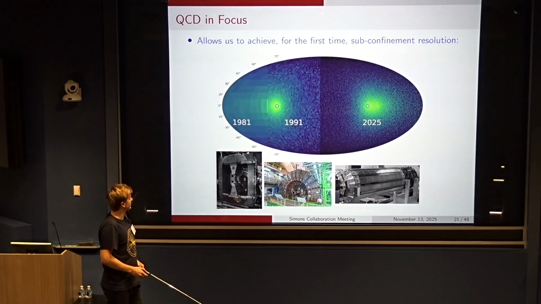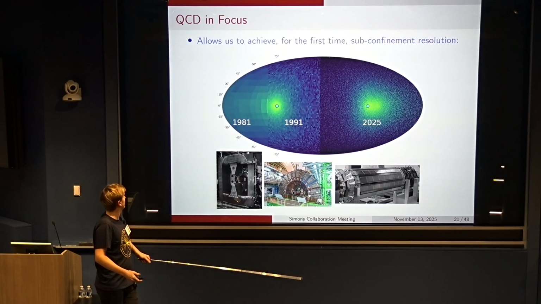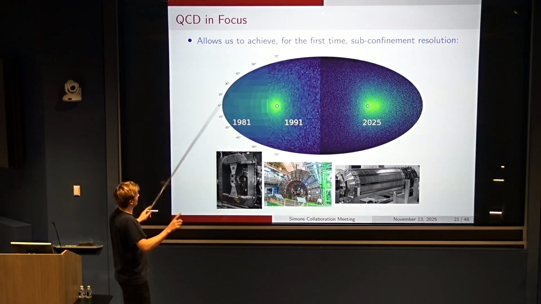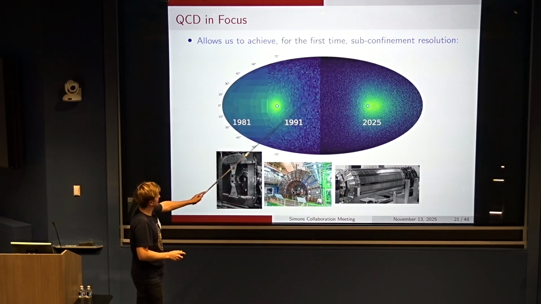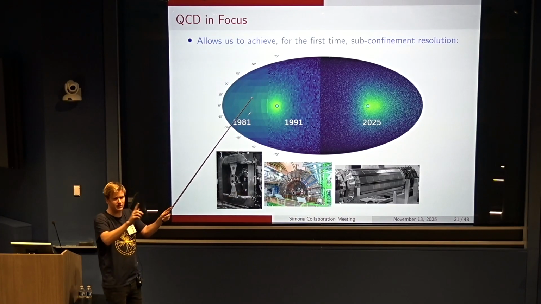Just to illustrate the improvement that this leads to, this is a map of the celestial sphere where these two dots are meant to represent the two energy correlator detectors.